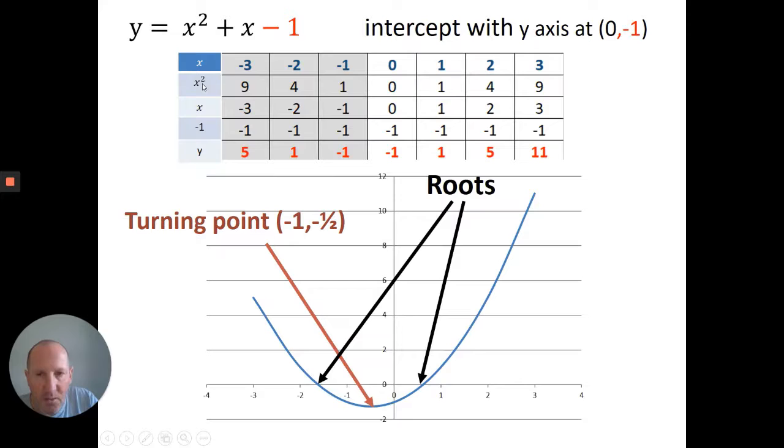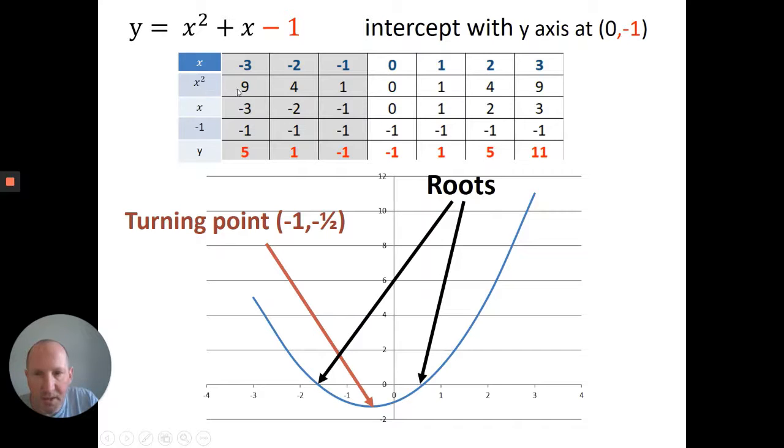x squared is always or invariably going to be the bigger number. So here 9 is bigger than that, 4 is bigger than that, 1 is bigger than that. Obviously, if we've got a big number multiplied by x, this term here is going to be bigger than that. But by and large, your x squared term is going to be the most important one, and that's what makes it turn up. So if we look at the equation, x squared plus x minus 1.